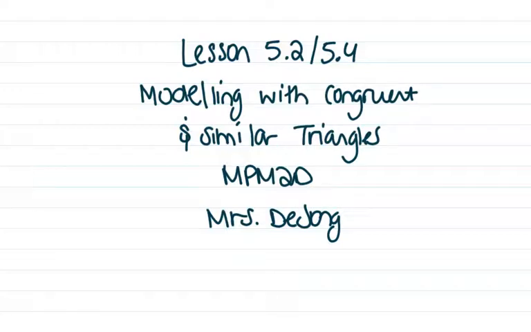So at the top of the 5.2 handout, it says key ideas. Congruent figures have the same size and shape. Similar figures have the same shape but different sizes. So congruent figures have the same shape and size. So if I drew two exactly the same triangles, they're congruent. And the symbol for congruent is an equal sign with a wave on top of it.